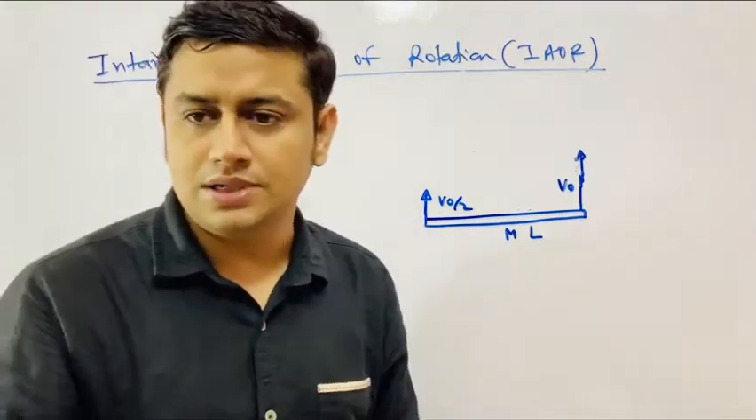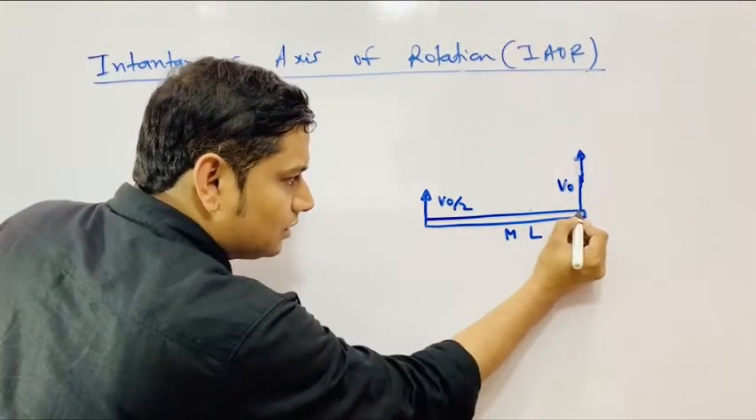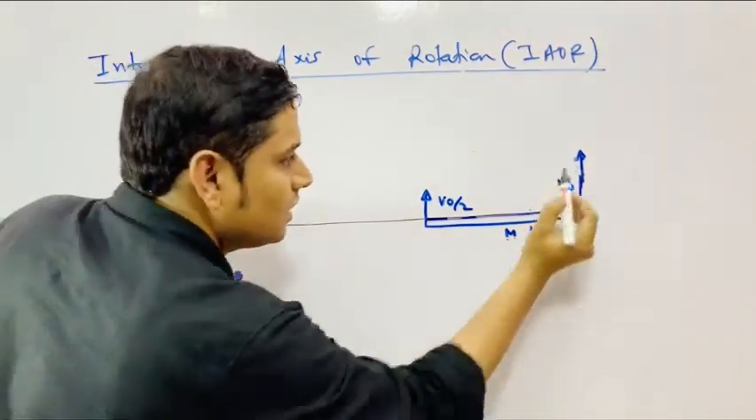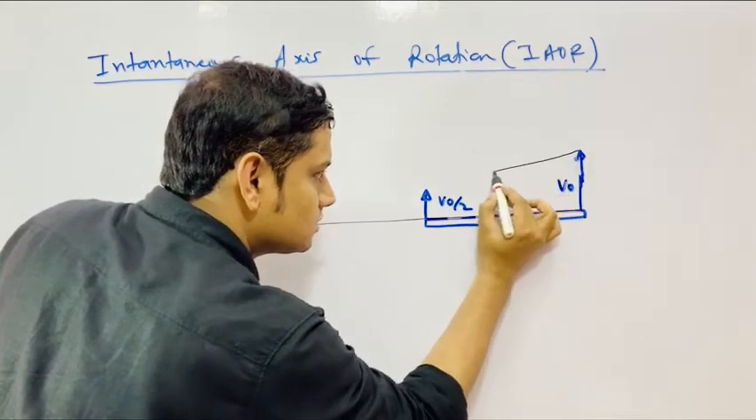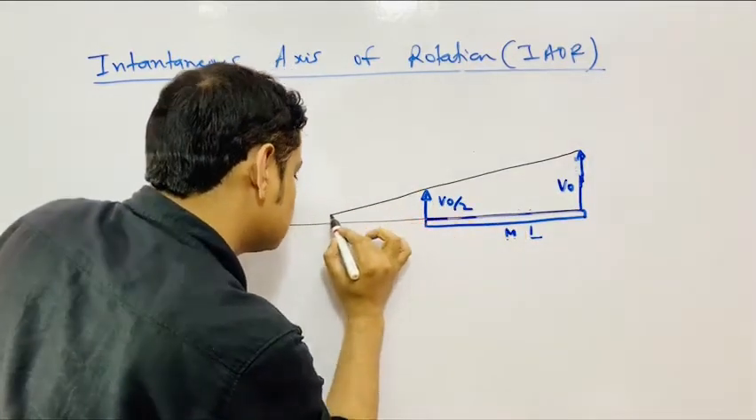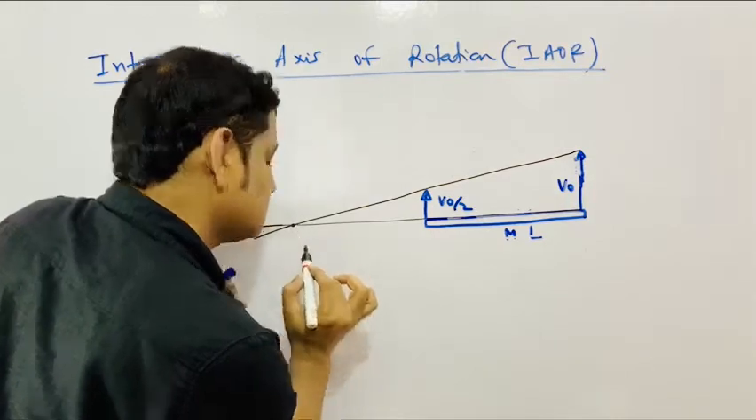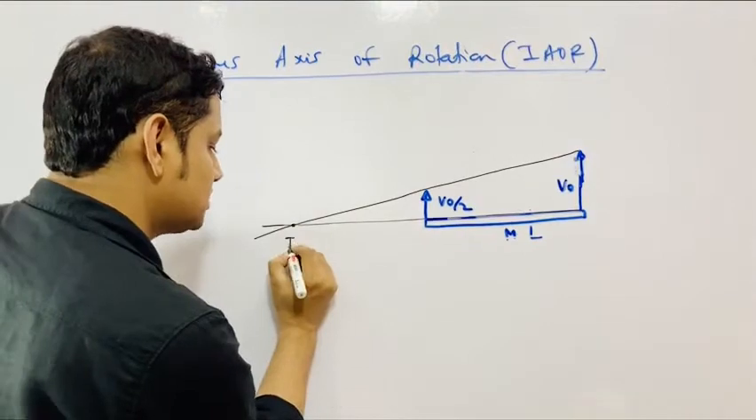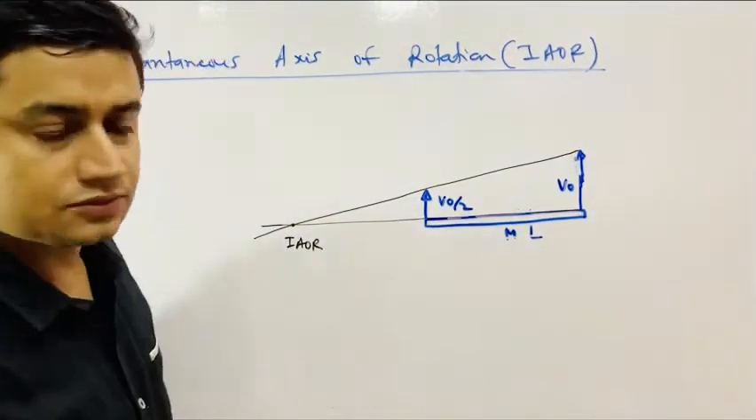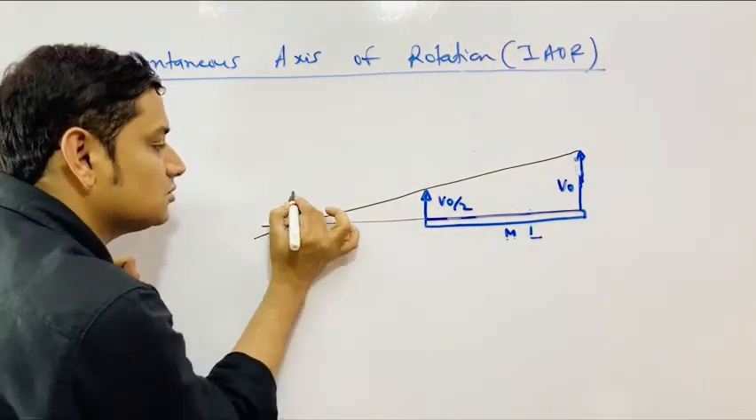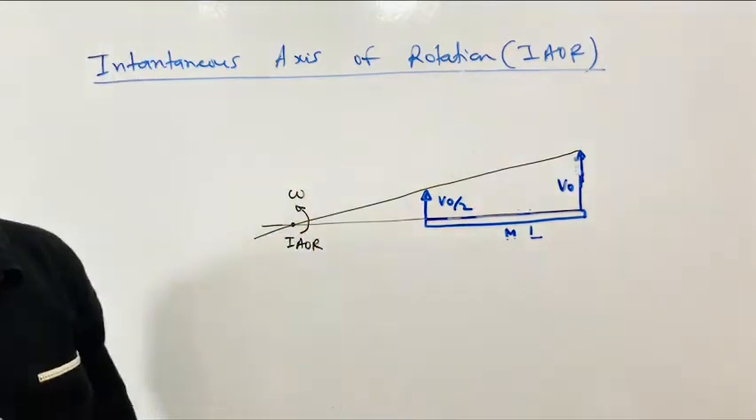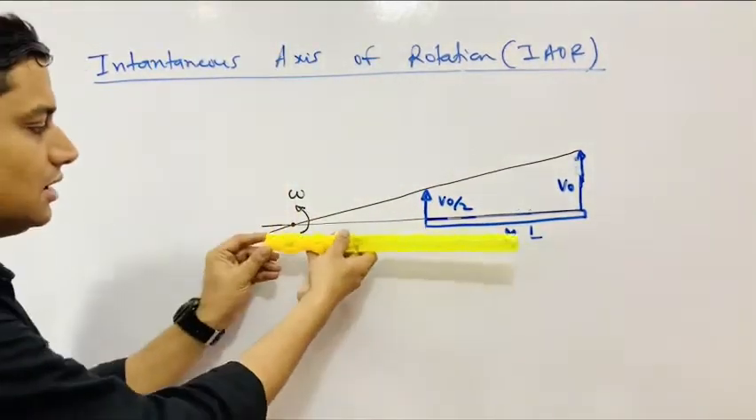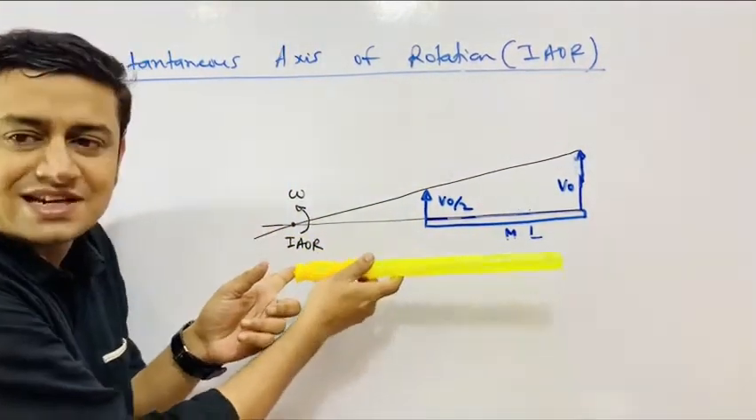So what you have to do is join their tails and join their heads. Join their tails and join their heads. They meet here. This is the instantaneous axis of rotation. Means about this axis is purely rotational motion. About this axis, this rod is in purely rotational motion. Actually, the motion of this rod is similar to rotation about this axis.